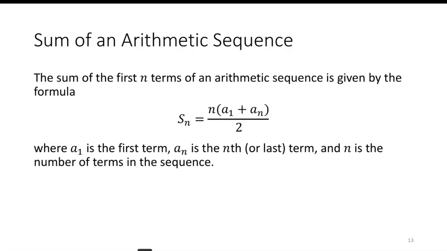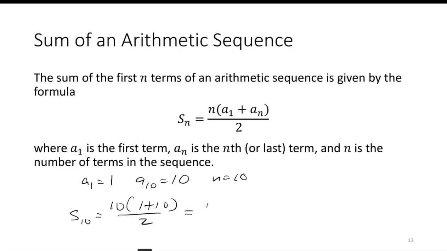So for instance, in terms of the last one, my a1 was 1, my a10 was 10, and there were 10 numbers. So S10 would be 10 times 1 plus 10 over 2, and that comes out to be 10 times 11 over 2, which is the 55.